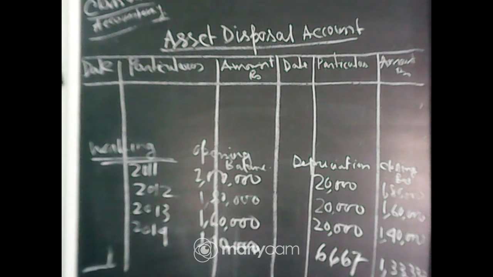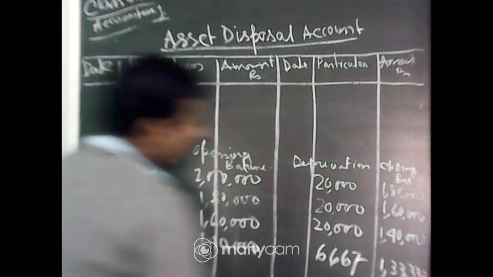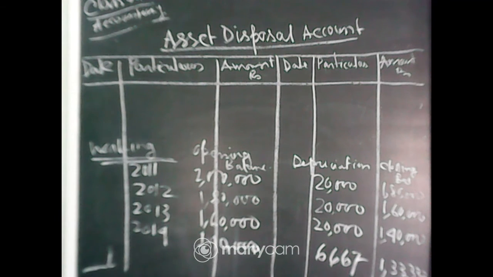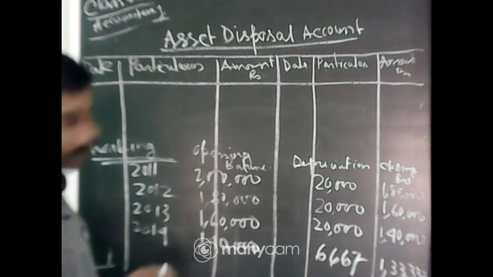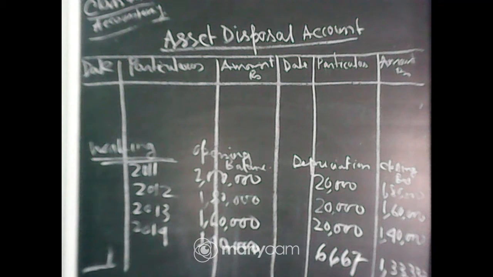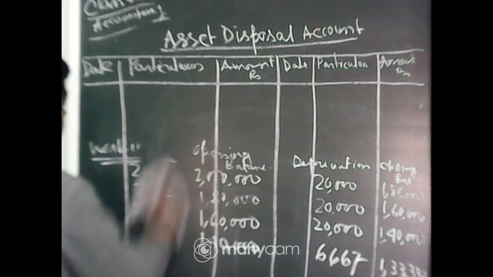Okay, maybe you guys have seen that? You can see properly. So this is the loss on sale. Now we will see how we can post it in the disposal account. Now look. Okay, very good. Now look.